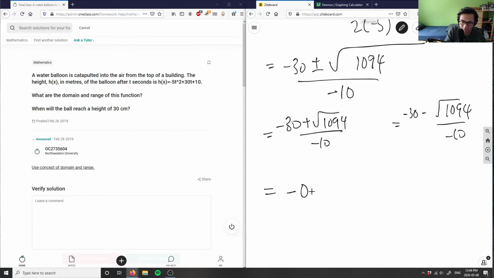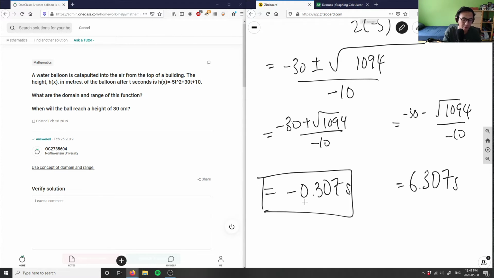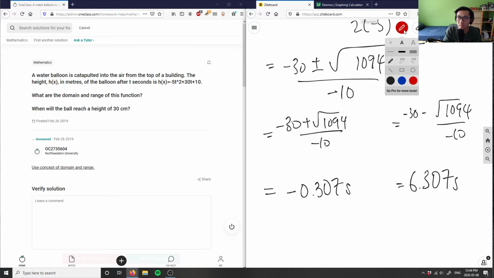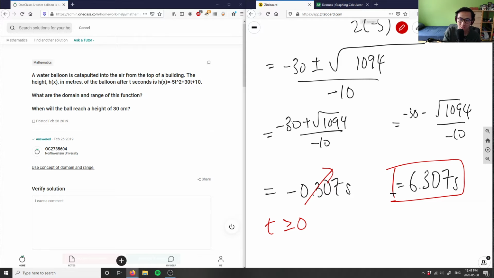So this here is my negative answer. I get -0.307, and this would be in seconds. And I should get a positive value here of 6.307 seconds. Because I can't have a negative time, I can reject this answer. T has to be greater than or equal to 0. So therefore, 6.3 seconds is my answer.